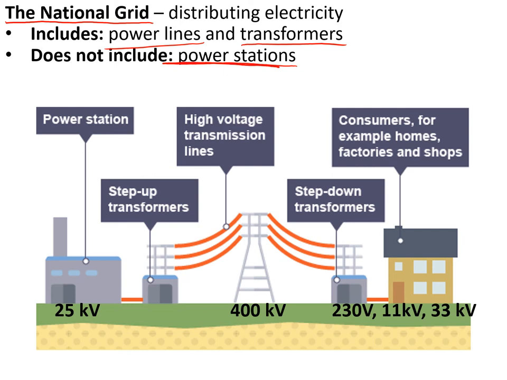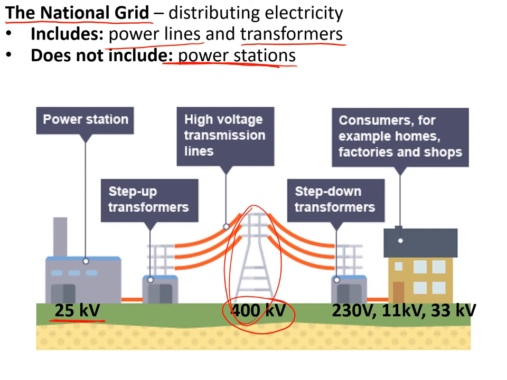Now, the power stations themselves produce electricity with a voltage of about 25,000 volts, 25 kilovolts. That is stepped up to around 400,000 volts to be transferred through those big high voltage transmission lines you see attached to the big pylons like this. That is done because the higher the voltage of the power line, the lower the current, and that means that less energy is lost during transmission.